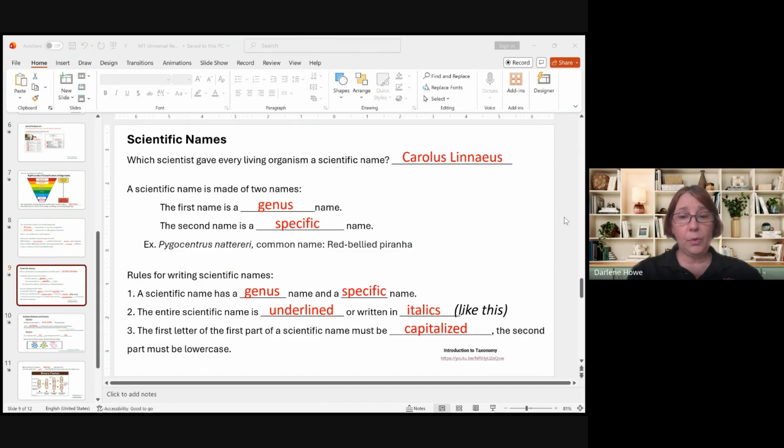Okay, so see how this one is written, the Pygocentrus naturi. It's got a capital P, but it does not have a capital N on the species name. That is a small n, and it's done like that on purpose, so that we don't confuse it, so we understand it's a scientific name.